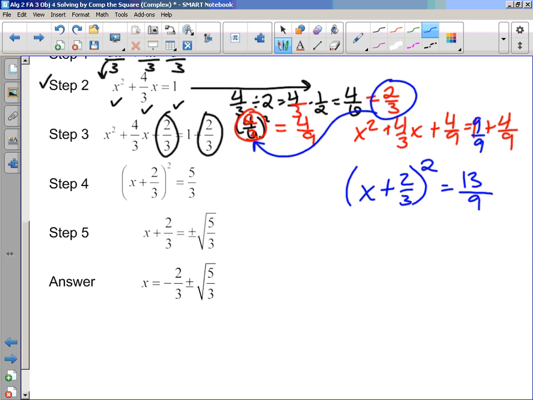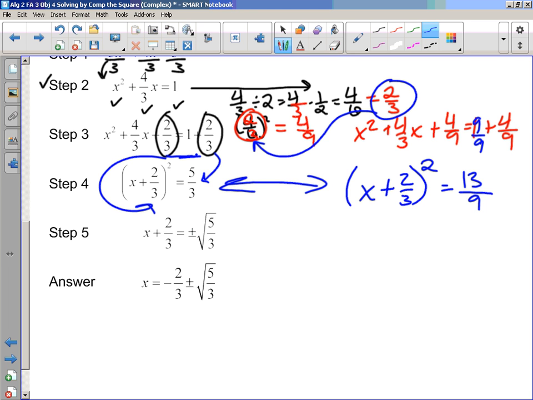So if I look, comparing these two steps, they made the mistake of adding 2/3 to both sides, but somehow, by a miracle, they got that right. But what they did get wrong is 1 plus 2/3, since they added the wrong number on the right, that made this number wrong. It should have been 13/9 instead of 5/3.